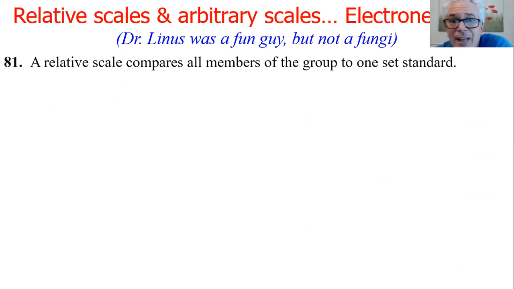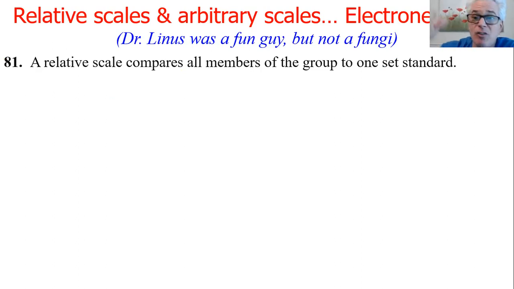Now, this is the last part. Linus Pauling, that guy in the funny picture from the last slide, he made electronegativity. Electronegativity is both what's called a relative scale and an arbitrary scale, both at the same time. Some scales are relative and some scales are arbitrary. A relative scale compares all the members of the group to one that's the standard, and everything is ranked.